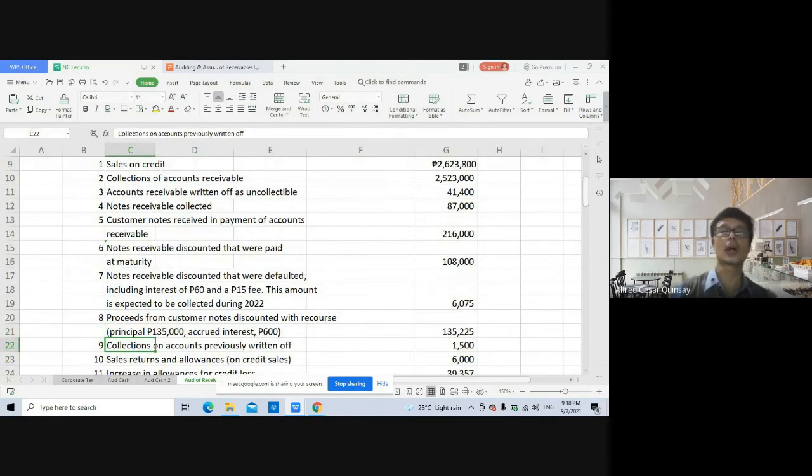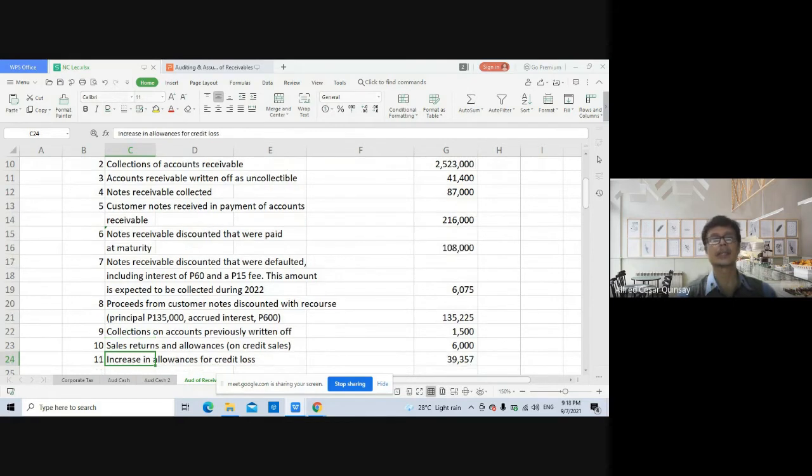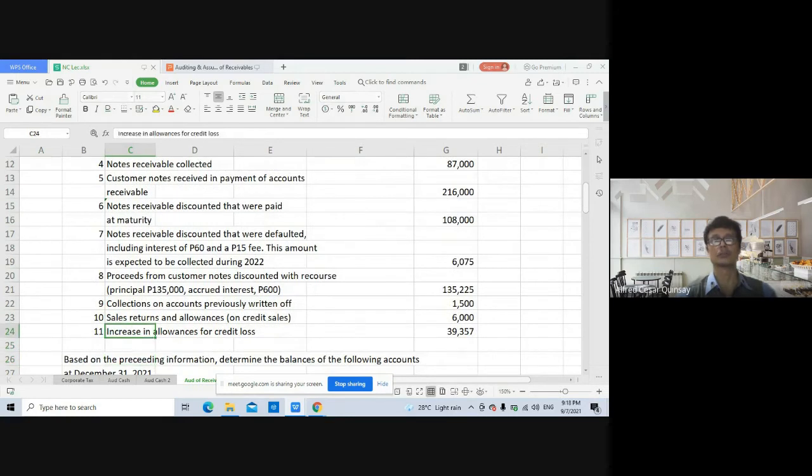And then collections on accounts previously written off. So we will set up again allowance for doubtful accounts dyan, no? And of course, yung receivables, no? Ibabalik natin yon. Sales returns and allowances on credit sales at 6,000. And finally, increase in allowance for credit loss. Okay, so, or yung doubtful accounts for 39,357.